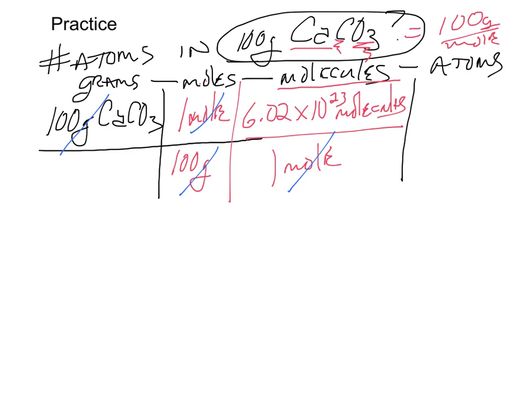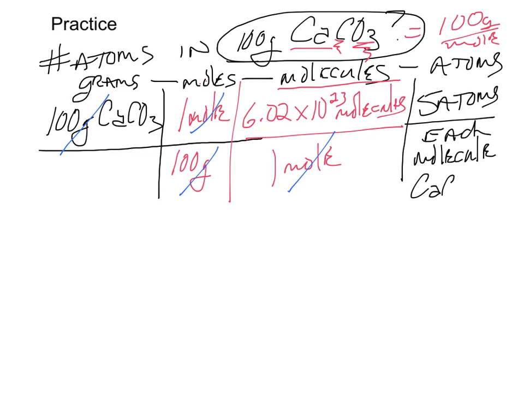And the last thing it says is how many atoms there are. So atoms in each molecule. So I count and I have 1, 2, 3, 4, 5 atoms in each molecule of calcium carbonate. Okay? Molecules of calcium carbonate cancel with molecules of calcium carbonate. I end up in atoms.